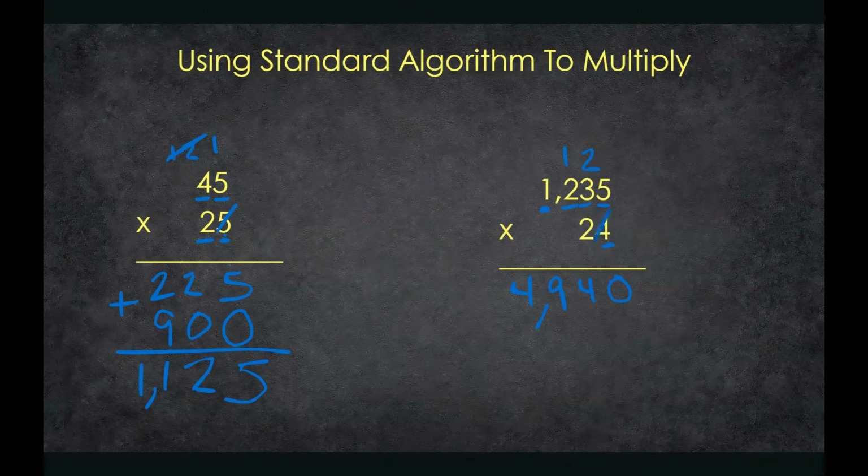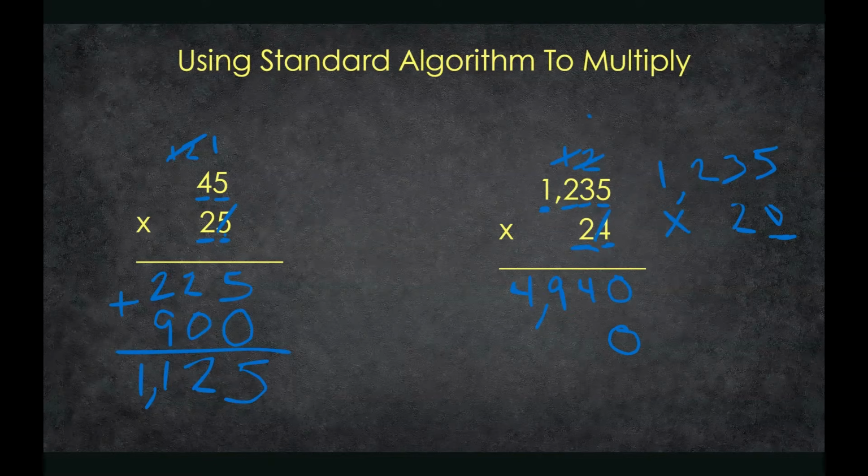I'm going to cross the 4 out. I'm going to cross these numbers that I regrouped. And then we shift to the tens. So again, now we're doing 1,235 times 20. And that 0 right there in the ones, that's why we write the 0 in the ones place in our second row. That's our placeholder. So now we just multiply again like normal.